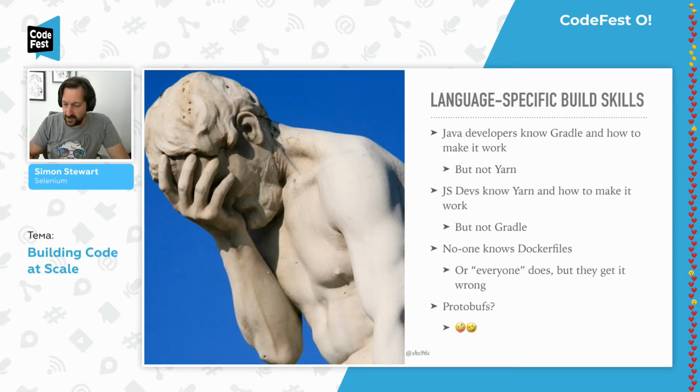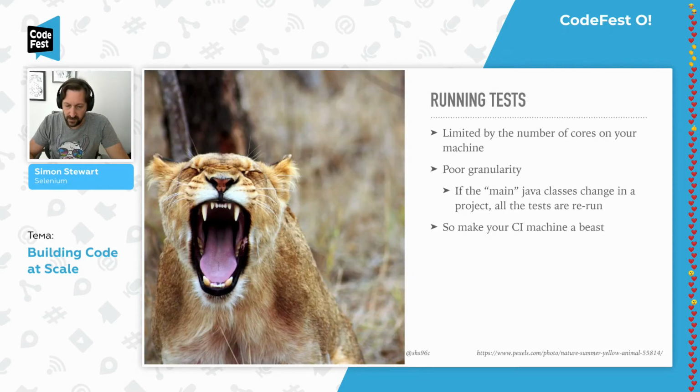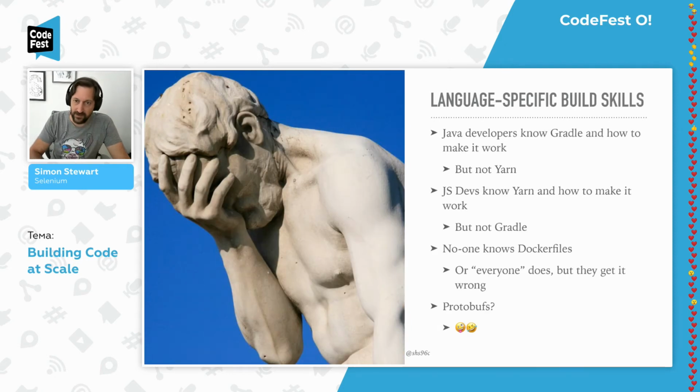And then the other thing that slows us down is that each of our build tools has their own specific grammar and way of working. So Java developers probably understand how the Gradle files work, but Yarn and NPM, the project JSON there, confuses the heck out of them. Similarly, the JavaScript developers may be comfortable using the JavaScript tooling, but not that comfortable using Gradle. And either everyone understands Docker files or no one does, right?